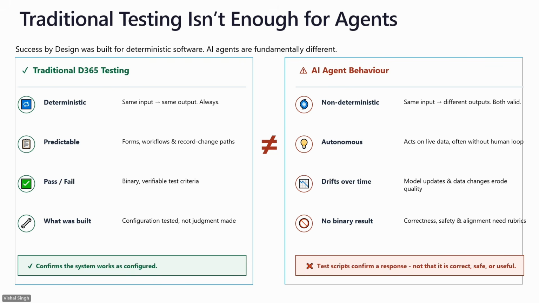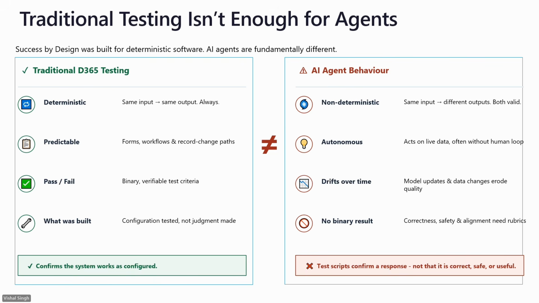But agents break this contract. The same question posed twice may yield different results with agents, and yet both responses could be valid. Agent behavior can shift when the underlying model is updated, or when the grounding data changes, or when an edge case appears that was not covered in traditional testing. Standard test scripts can confirm if an agent responds, but they cannot confirm that it responds correctly, safely, or in a way that serves the business outcome it was built for.